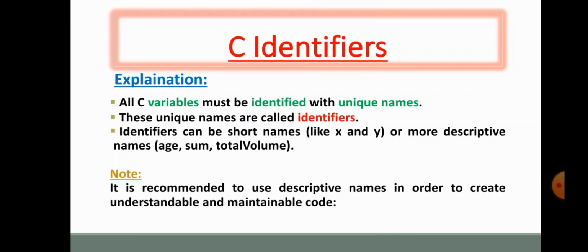C identifiers. A C identifier is a name used to identify a variable, function, or any other user defined item. An identifier starts with the letter A to Z, capital, or a to z in small, or an underscore, followed by 0 or more letters, underscores and digits 0 to 9.